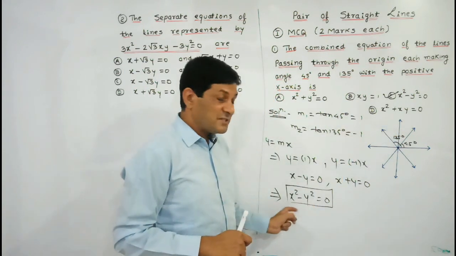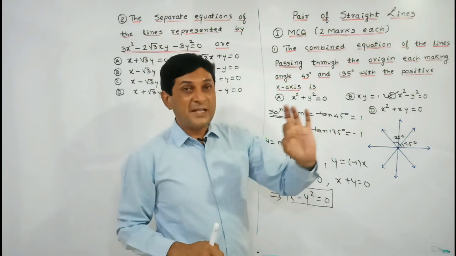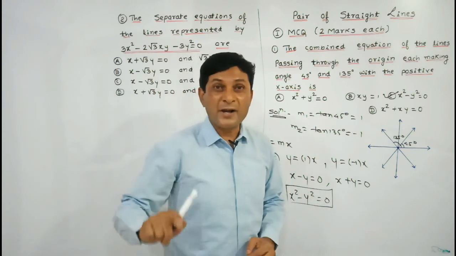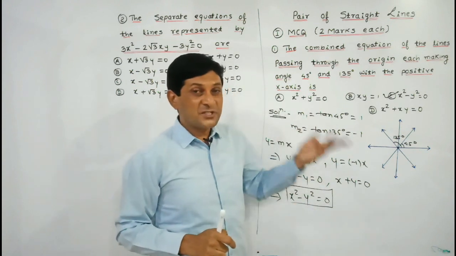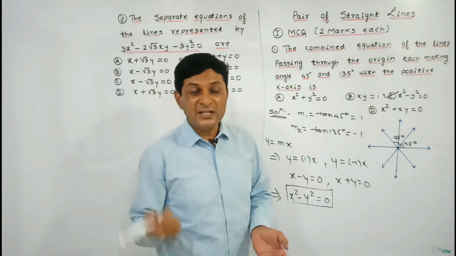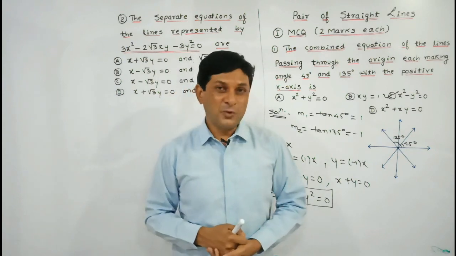Means we can say that this is the combined equation of lines passing through the origin and bisecting the angle between the coordinate axes. The question can also be asked as: find the combined equation of lines passing through the origin and bisecting the angle between coordinate axes.